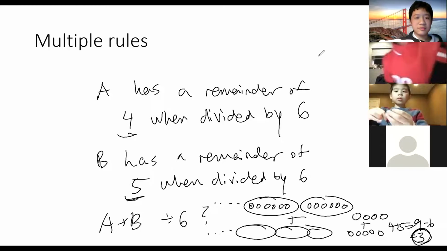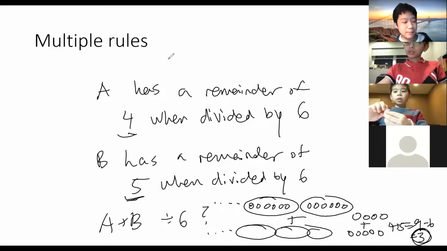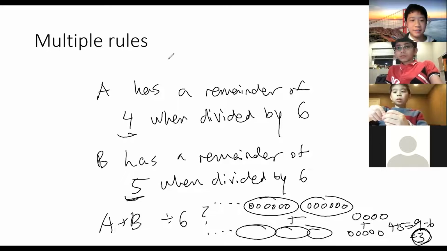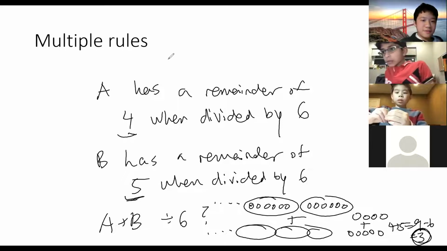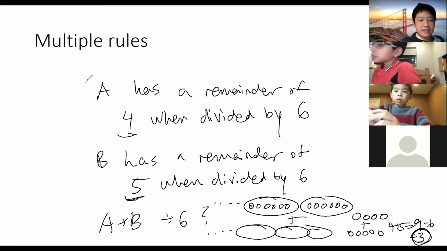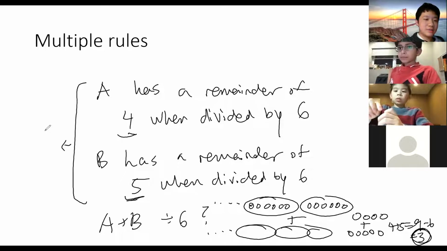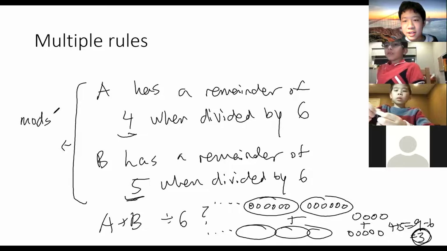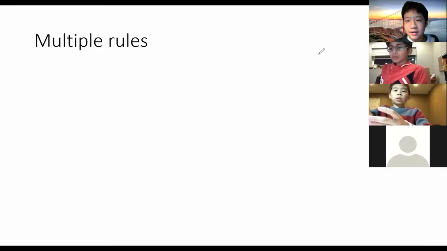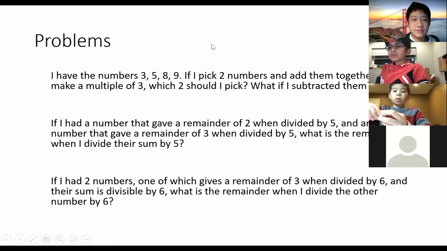And this is a really popular kind of question in math competitions. In the future, instead of saying this long notation, we're going to use something called mods. But that's a topic for another day. Okay? Let's have these problems here.